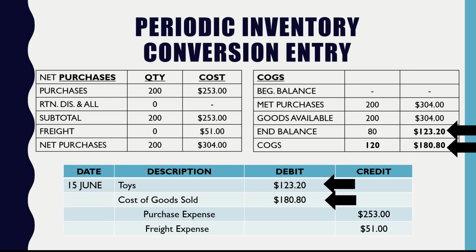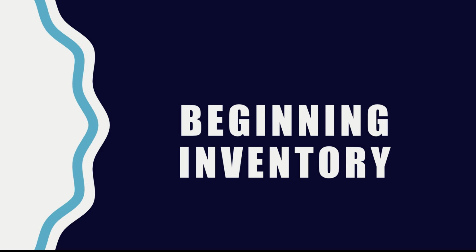We originally purchased a total of 200 toys, which cost me the $253. And of course, freight expense is separate, but it's included as part of the cost of inventory, which was a total of $51. Where originally when we journalized it on the debit side, now we're taking it out by journalizing it on the credit side. Okay?